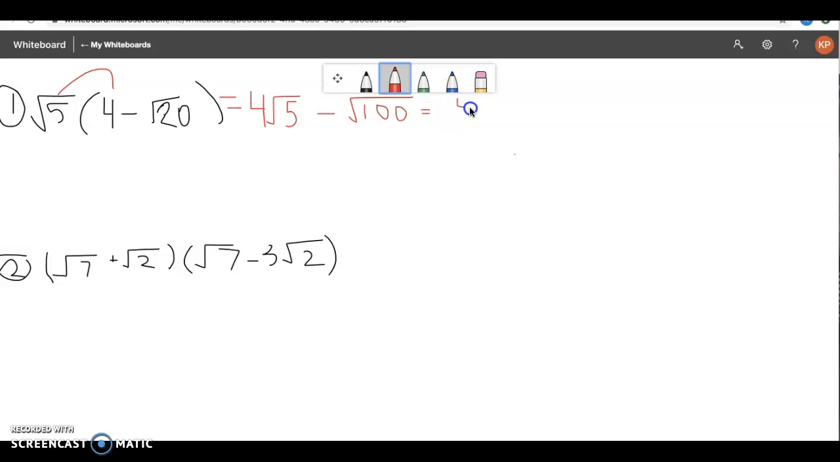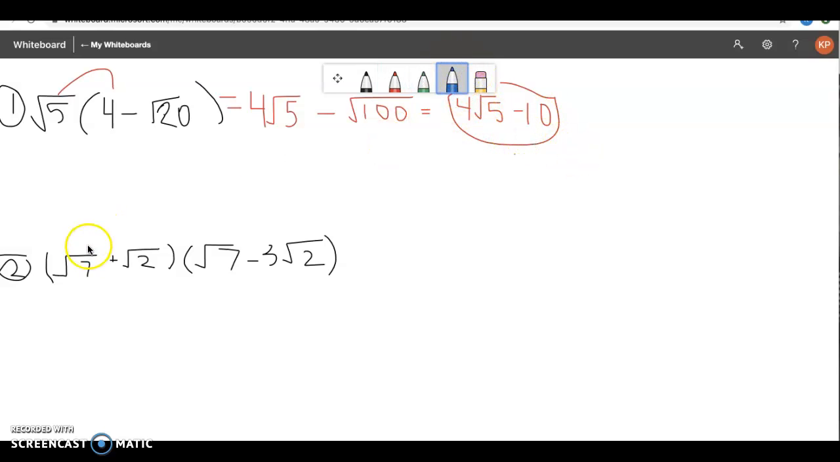So I can go ahead and rewrite 4 root 5, now minus 10, and that would be your final answer. You cannot combine 4 root 5 and 10 together because 10 does not have a root 5, so they stay separate terms.